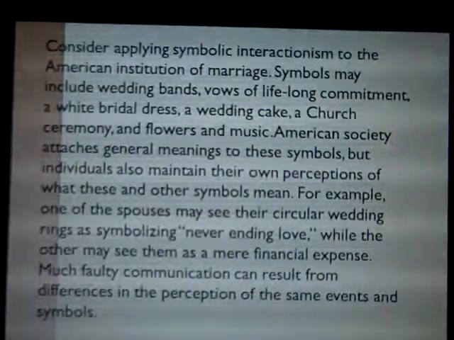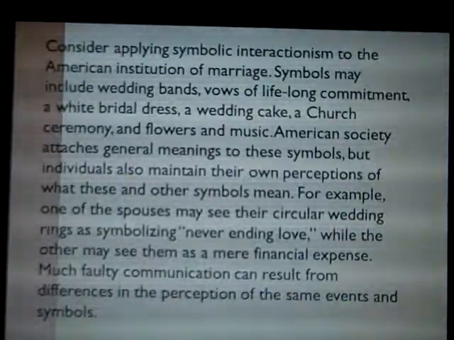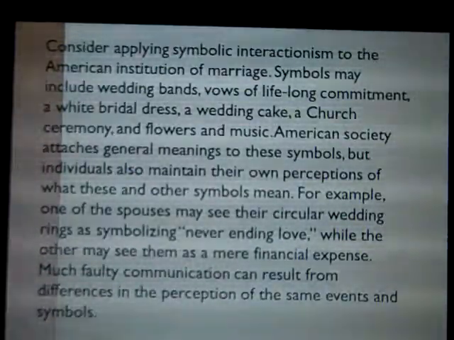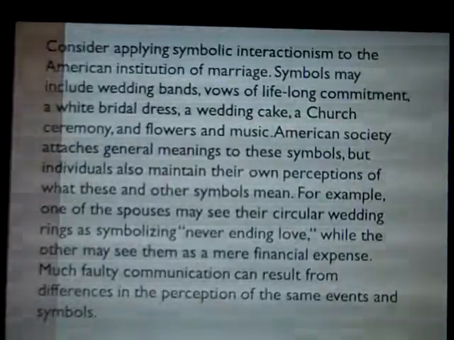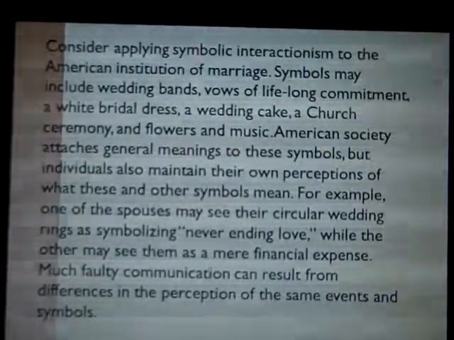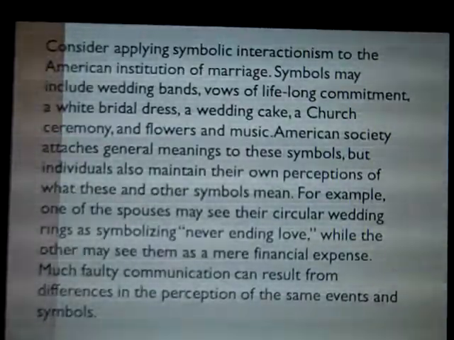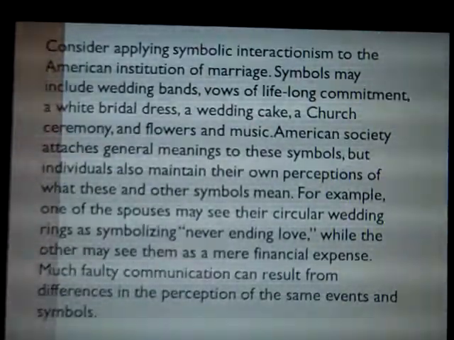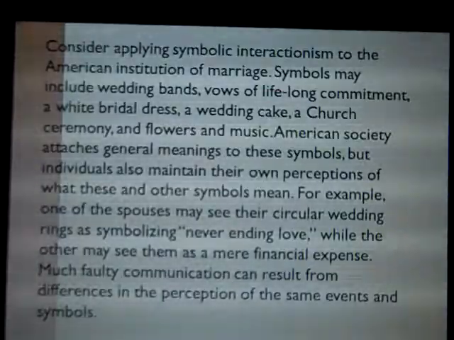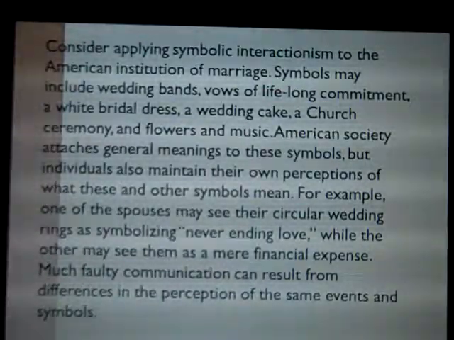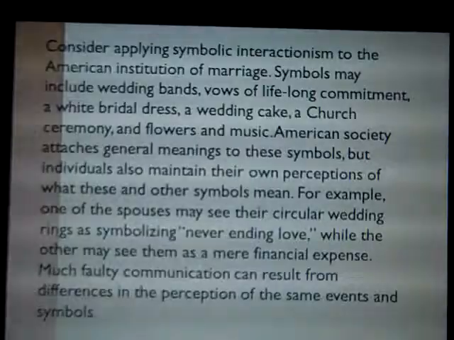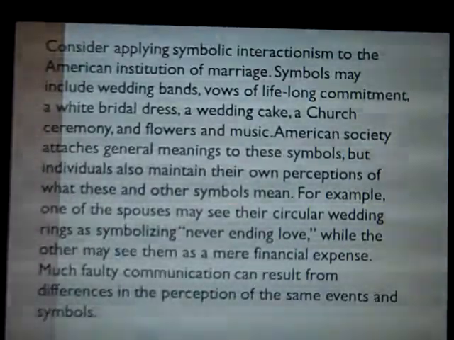For example, consider applying symbolic interactionism to the American institution of marriage. We have symbols to include wedding bands, vows of lifelong commitment, the white bridal dress, wedding cake, etc. These all symbolize specific things that influence how we think, and even to some point mandate our behaviors in settings where these symbols are involved.